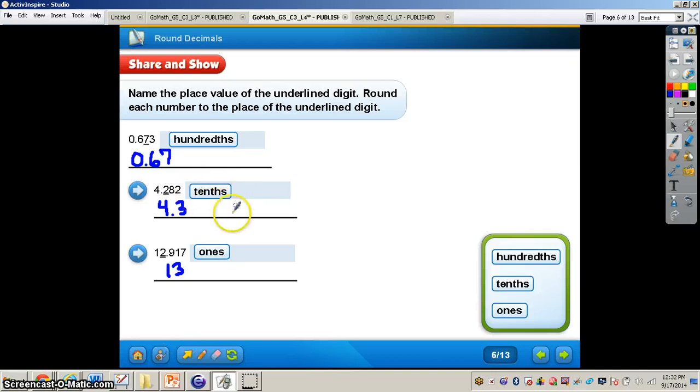You can see we have the tenths place, and then 4 and 3/10, and then rounding 12 and 917 thousandths to the ones place, we have 13.